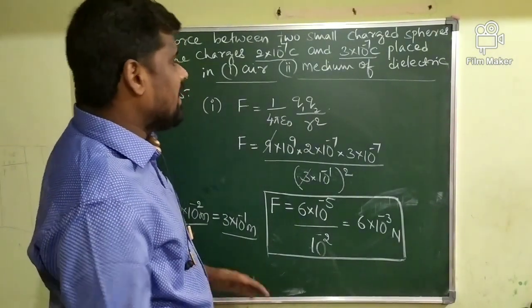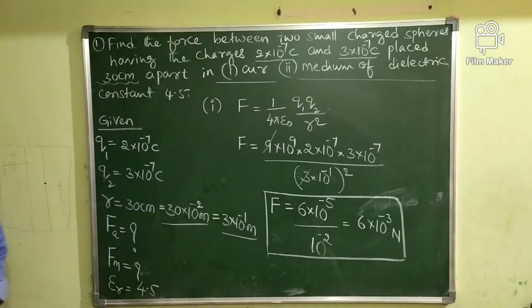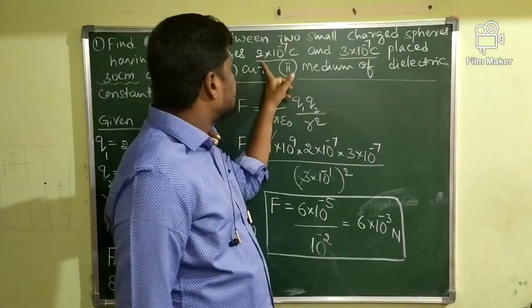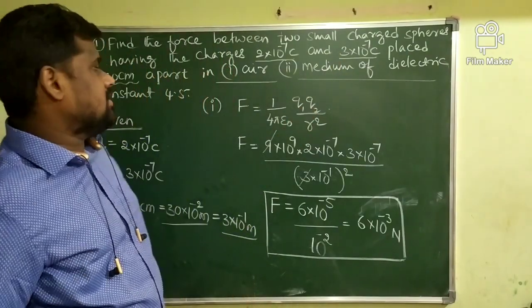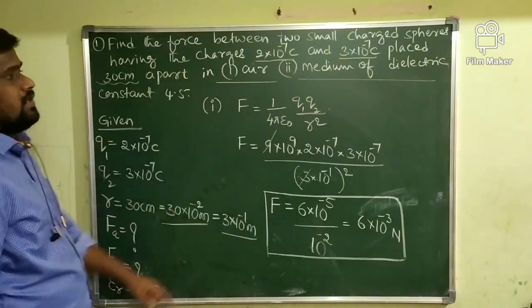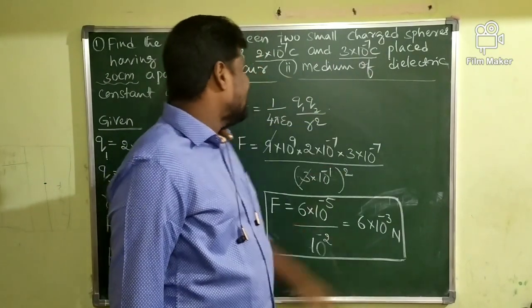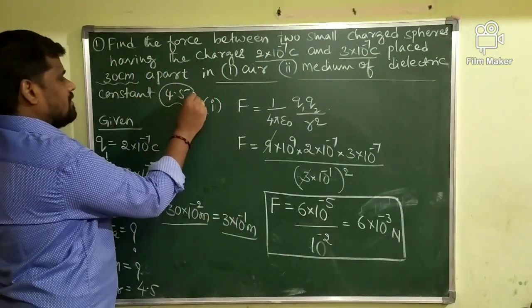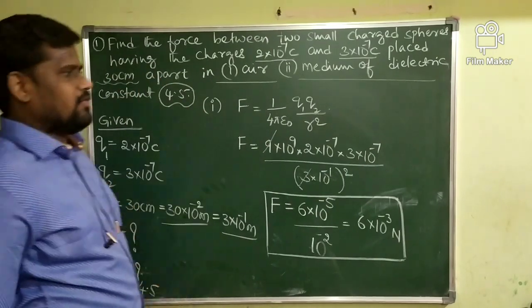Then look at the second part of the problem. What did they ask in the second part of the problem? They are asking you to find the same electrostatic force between these two charges when you are using a medium of dielectric constant. How much? 4.5.